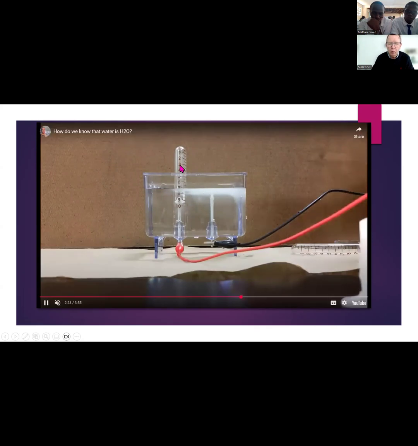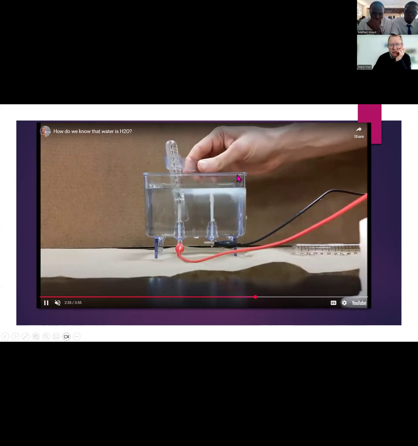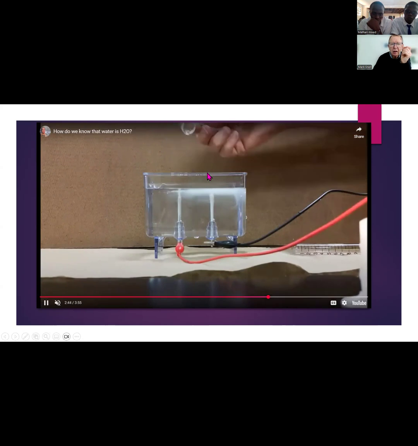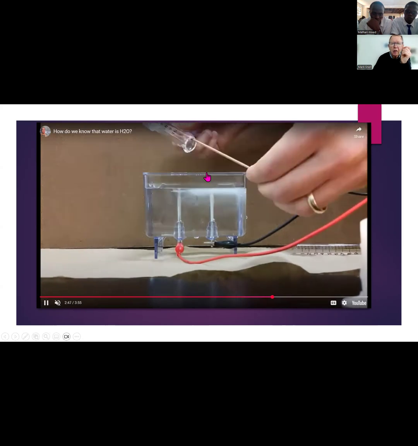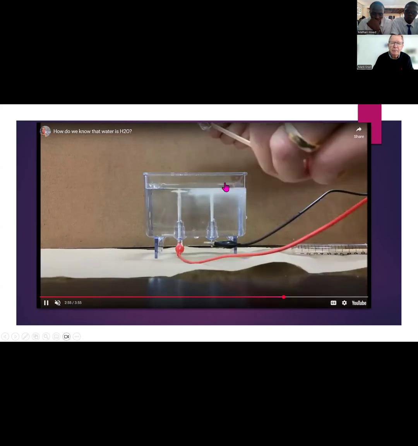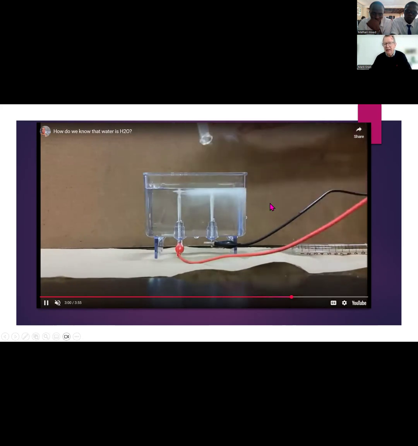Right, it has been going for a while now. Now there is lots more from this one. So they're going to take it out. There's a splint coming in from the top right. It is only glowing there, just glowing, and there, it relights. Okay, so the glowing splint relights. They can do it again. There it is. You see it glows much more brightly in that gas.